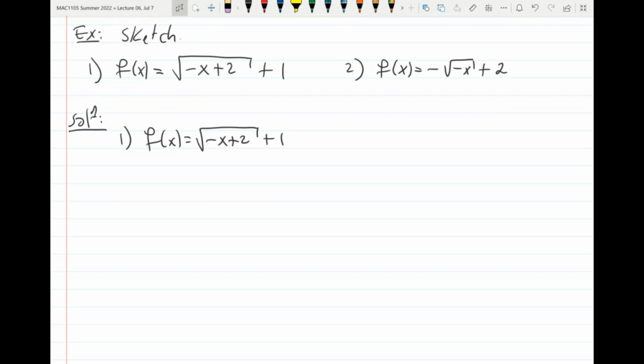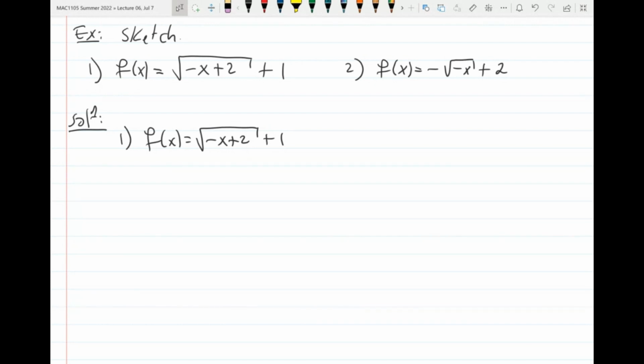2 to the left? Because it's inside the square root. No. So remember, to be able to do horizontal, you need to affect the x directly. Is this affecting the x? Is this plus 2 affecting x? Are you talking about number one? It's not affecting x, it's affecting negative x.